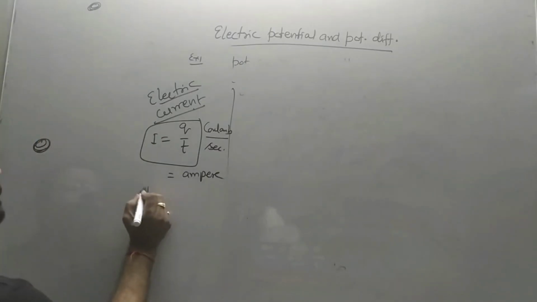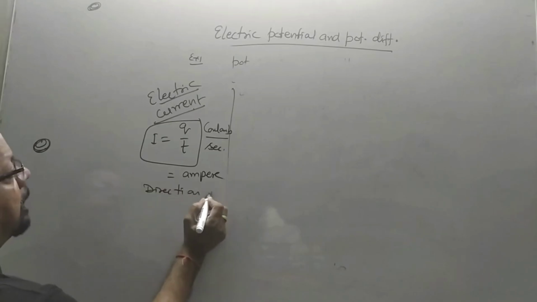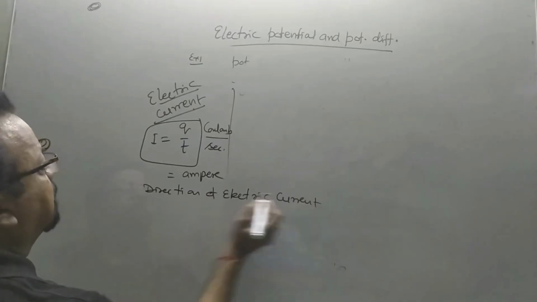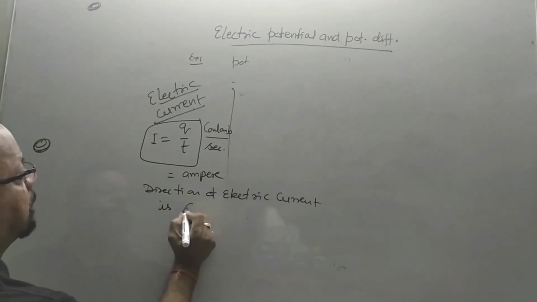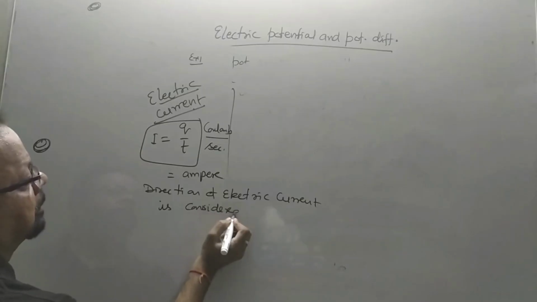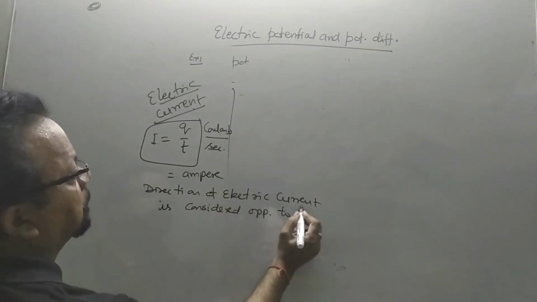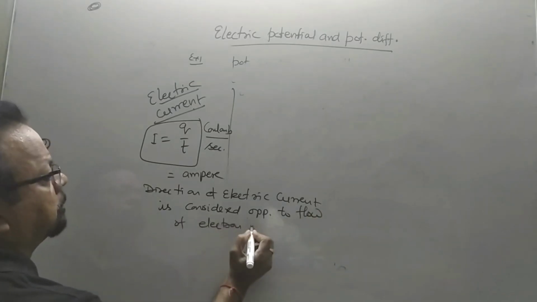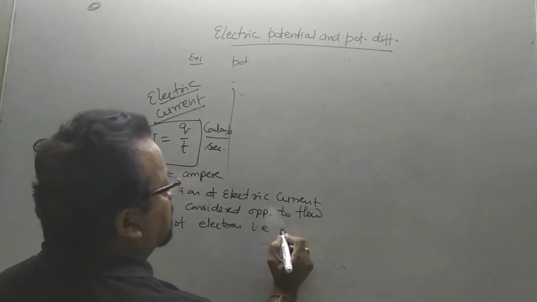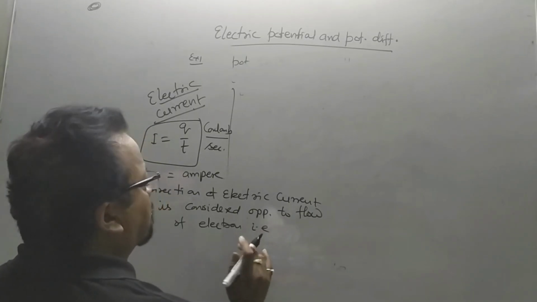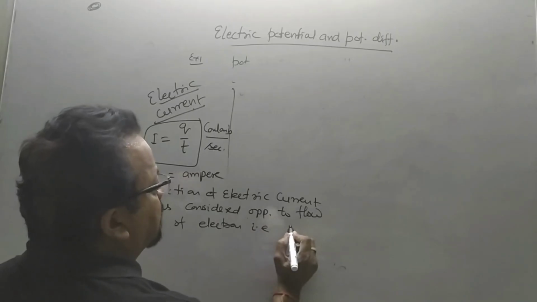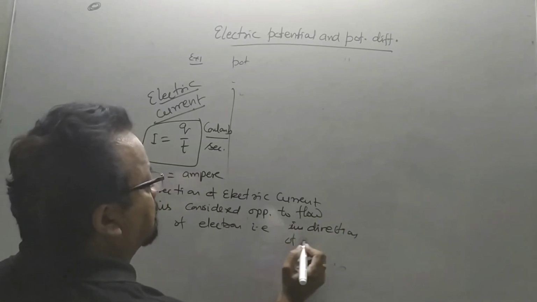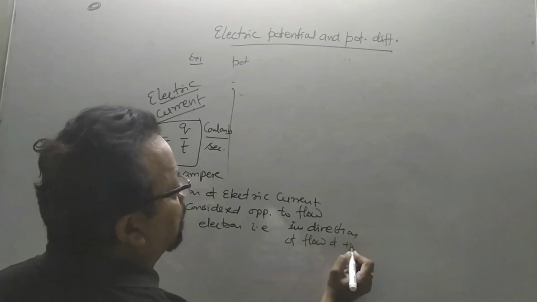Direction of current, direction of electric current, not current. Electric current is considered opposite to the flow of electrons, that is, in the direction of flow of positive charge.